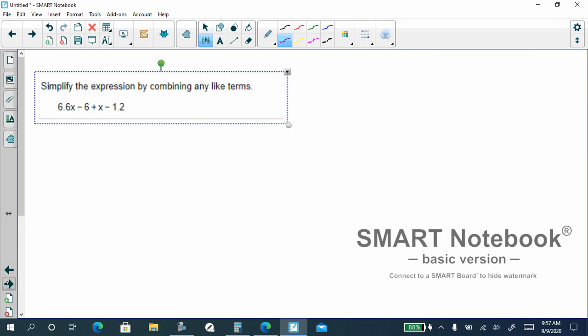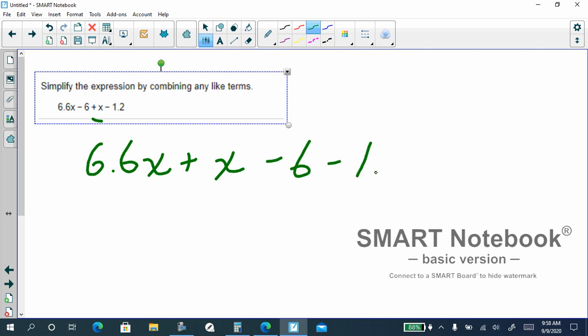All right, this one is the same type of problem. We just have some decimals involved. So let's rearrange it. We have an x term. So let's write the other x term beside it. And then we have a -6 and a -1.2.